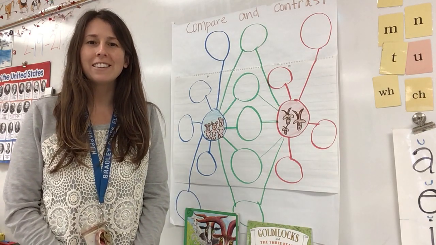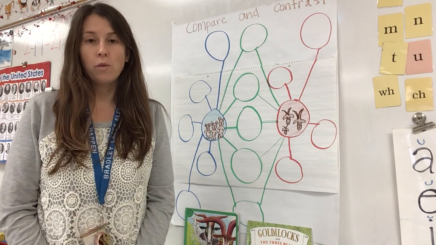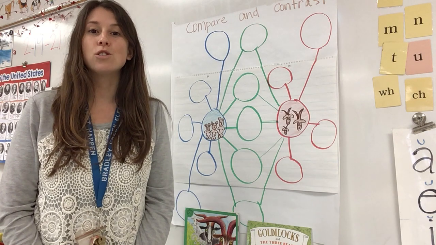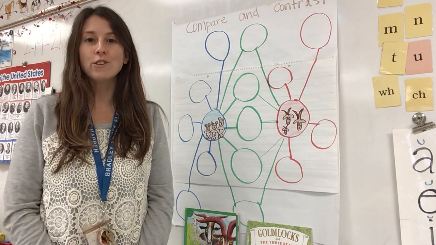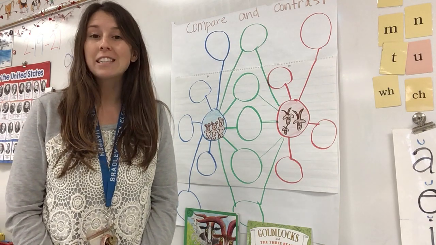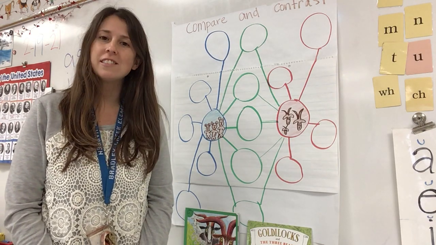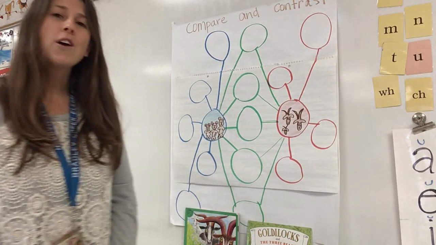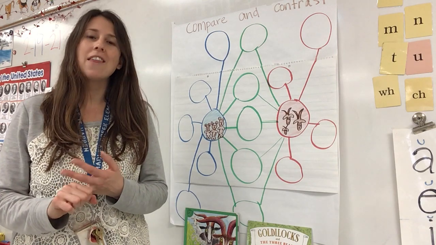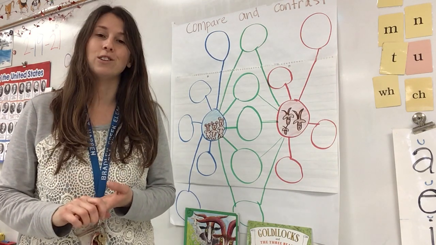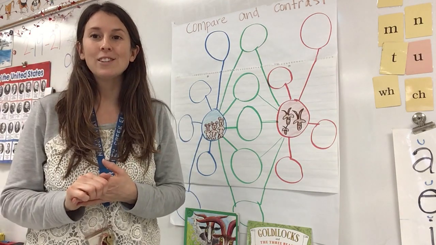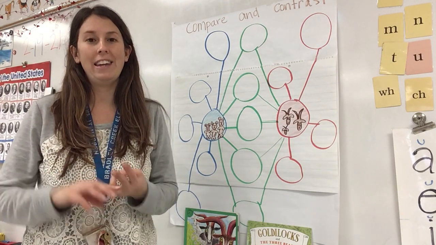Kindergarten, it's Miss Griffin. In our fiction unit, we've been learning about traditional tales. Traditional tales are stories that are retold over and over again. They have a purpose, so maybe they're to entertain us, or maybe they teach us a lesson. We know that these stories have characters and settings. We know that they have problems and solutions that the characters have to solve. And we know that these stories have a beginning, a middle, and an end.